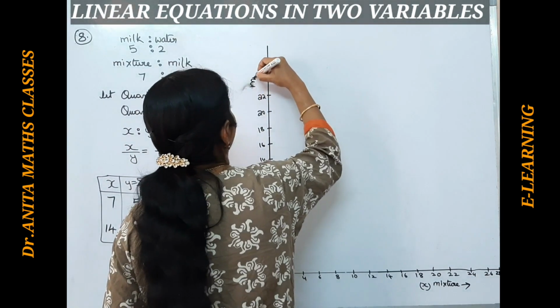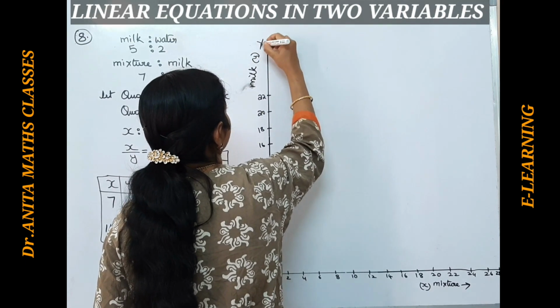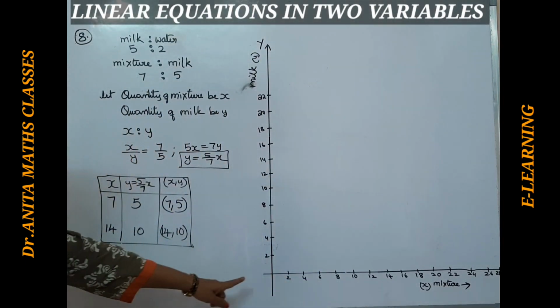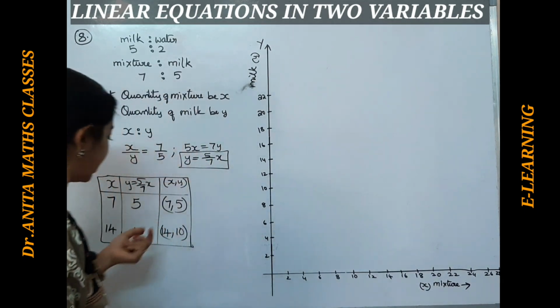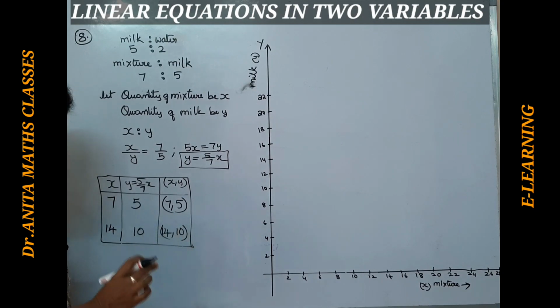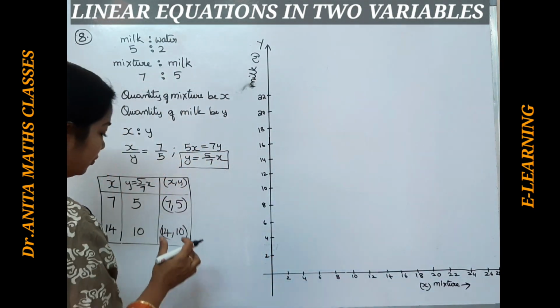Let me write here. Milk I am taking as y on the y-axis. Here I have taken the units. I have scaled it for 2, 4, 6, 8 because the quantities here are 7, 5, 14, 10. So a little bit more quantity, so I have not taken 1 and 2. So 2, 4 like that.